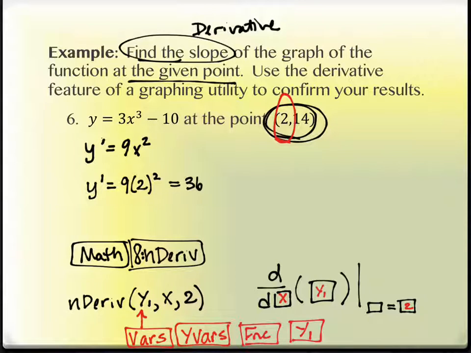And when you hit enter, after you've done that, what does it say? 36. It says 36, which was the answer you got. How did you get the Y1 from there? You hit vars. There's a button that says VARS, Y vars. Yep, and then function, hit enter, and Y1. All right. We'll pause there for today.